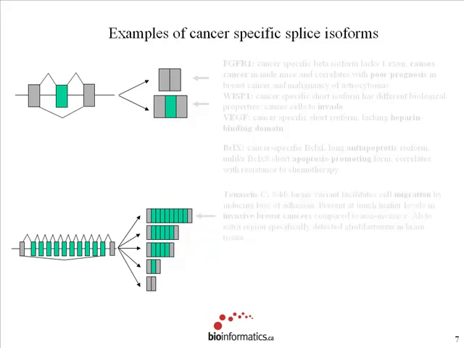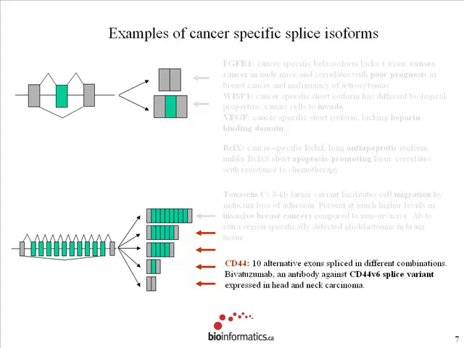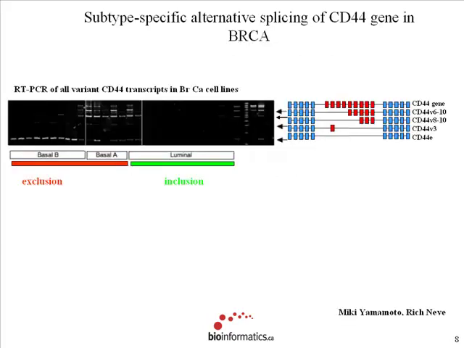and basically the antibody against this region has been used to improve the diagnosis of glioblastomas. Another example is the CD44 gene, which is notorious for its complex splicing. It has 10 internal alternative exons, and as I said, they are spliced in different numbers and different combinations. And there was a precedent of using an antibody against a specific splice variant, including variant exon 6, to treat head and neck carcinoma. Unfortunately, it didn't pass the phase 1 trial because of the high toxicity, but still there is a precedent of using splice isoform specific treatments.